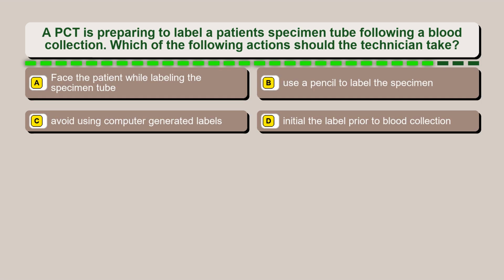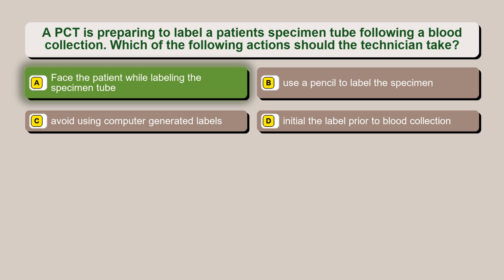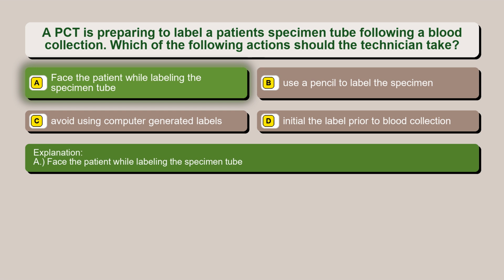Question 8. A PCT is preparing to label a patient's specimen tube following a blood collection. Which of the following actions should the technician take? Option A. Face the patient while labeling the specimen tube. Option B. Use a pencil to label the specimen. Option C. Avoid using computer-generated labels. Option D. Initial the label prior to blood collection. The correct answer is option A. Face the patient while labeling the specimen tube.